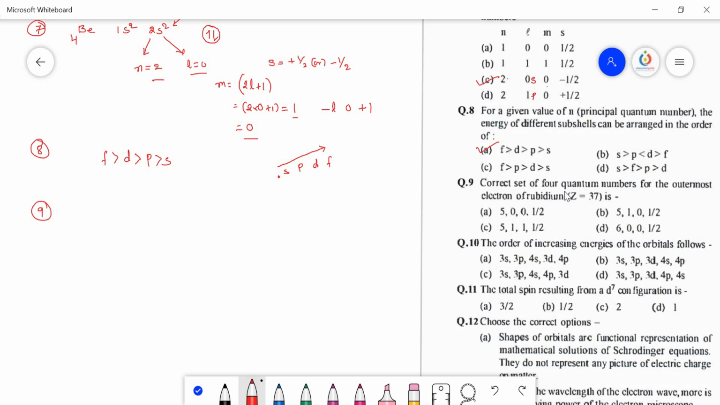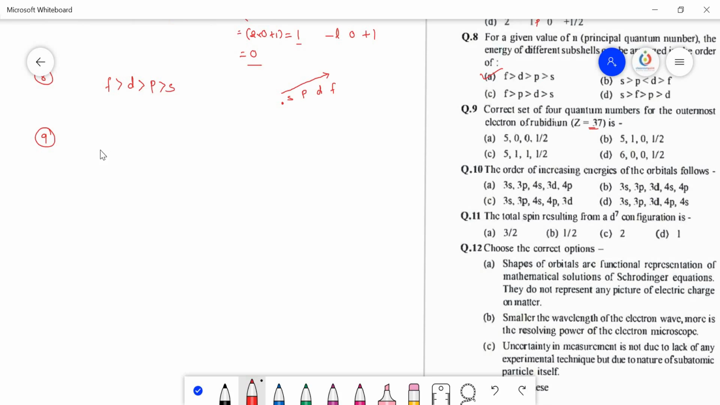9th question. Correct set of 4 quantum numbers for the outermost electron of rubidium. Atomic number is 37. So let's write down the 9th question answer. We know the first group elements are hydrogen, lithium, sodium, potassium, rubidium, cesium and francium. For the first element it is always 1s1 configuration, the last electronic configuration I am writing. For lithium it will be 2s1, sodium 3s1, potassium 4s1, rubidium 5s1, cesium 6s1 and francium 7s1. So rubidium we have to select, so that is 5s1 configuration.